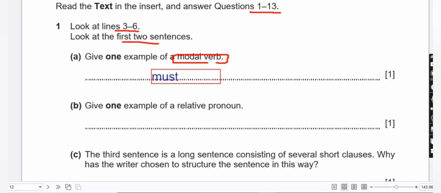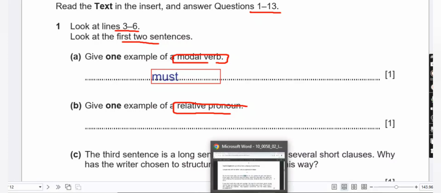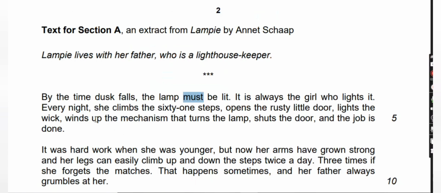Next question. Give one example of relative pronoun. The same. If you know what relative pronoun refers to, you're going to be able to answer the question. If not, you're not going to be able to do it. So let's check the same two sentences. We would like to find a relative pronoun. You know relative pronoun like what? Relative pronoun like who, which, that.